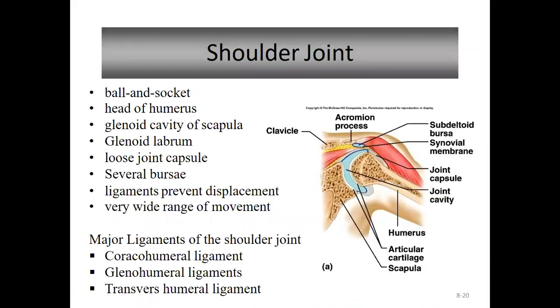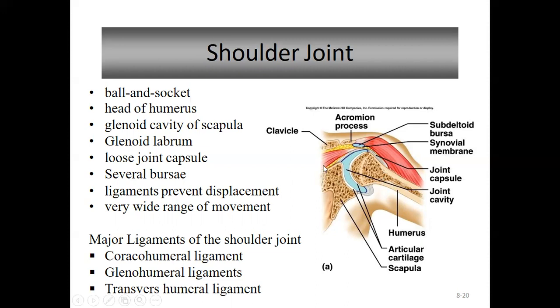So your shoulder joint. Your shoulder joint is composed of the head of the humerus. The humerus is the long bone that makes up your upper arm. And the glenoid cavity, or the glenoid fossa of the scapula. So the scapula is your shoulder blade. That is that bone on your back that moves up and down that helps to elevate your shoulders.